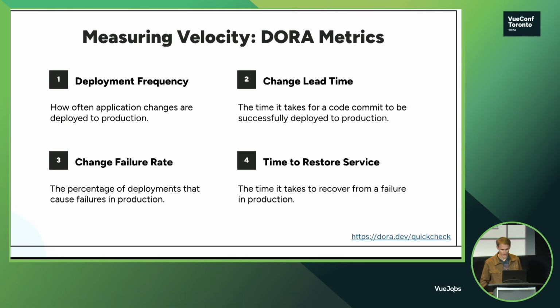So finally, we have time to restore service. And this measures how long it takes to recover from a failure in production. And the faster we can fix a bug or roll back or roll forward, the less time we're going to be spending restoring service. So micro-frontends can drastically improve your DORA metrics. They did for us. Everything from code reviews to deploys to rollbacks is faster, and when problems occur, they usually affect a smaller surface area.